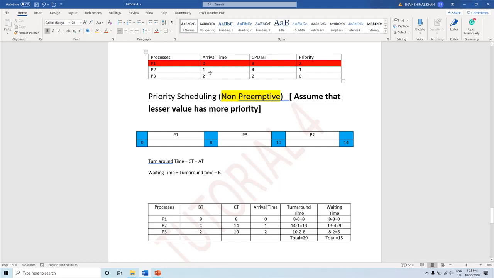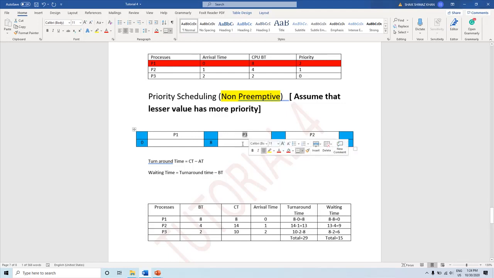Now P2 and P3 are waiting in the ready queue, and the priority scheduler would compare their priorities, which one has the highest priority and which one has the lowest. You know that if the value is less, then the priority is more. So P3's value is less, which implies that P3 has the highest priority, higher than P2. So the scheduler would pick up P3 as the next process to be allocated the CPU.